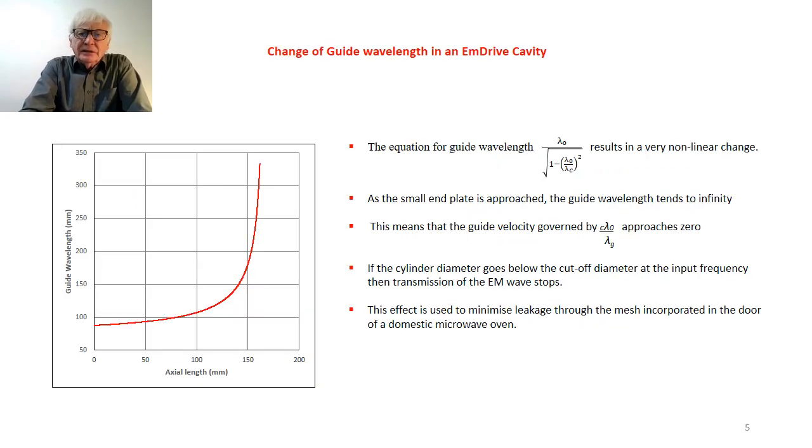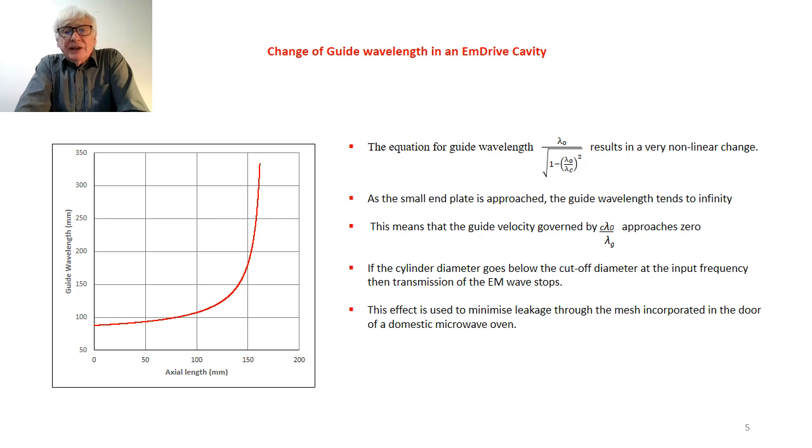We've said that the equation for guide wavelength lambda g is lambda naught over the square root of 1 minus (lambda naught over lambda c) all squared. And if you actually solve this equation, you'll find that it results in a very nonlinear change of guide wavelength as the axial length increases along the tapered cavity. And the plot that you can see there shows this.